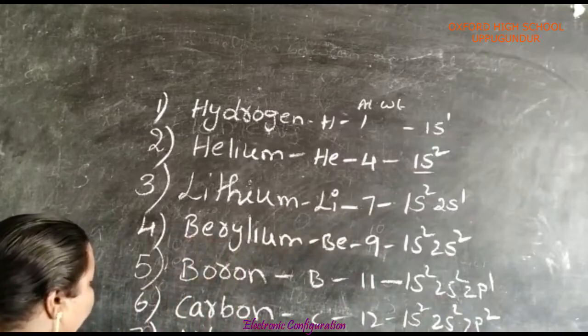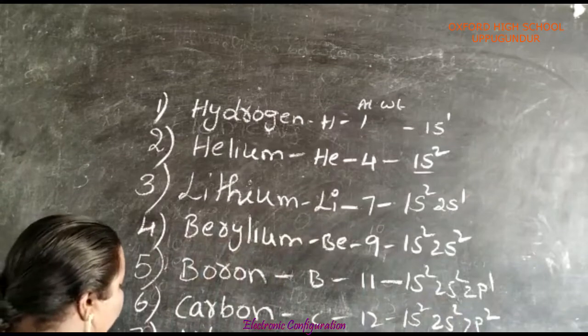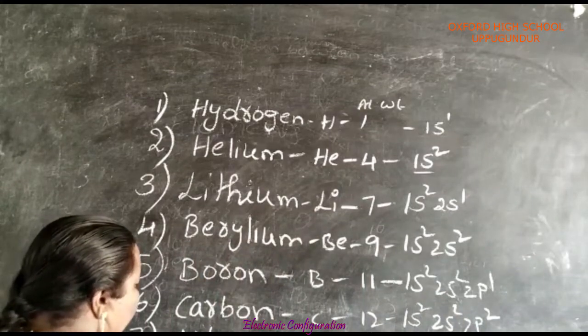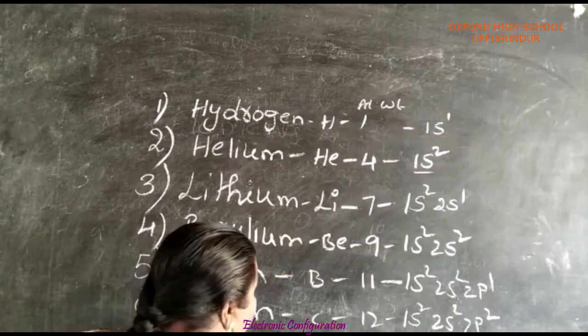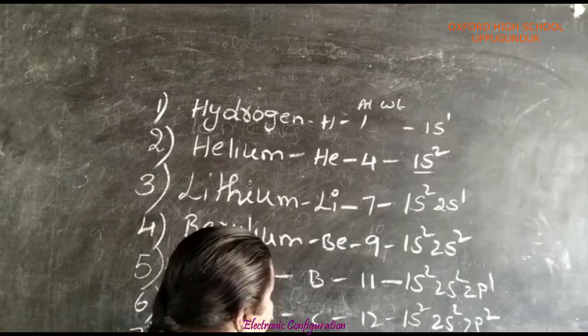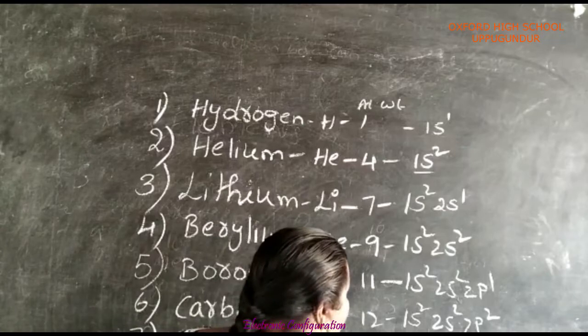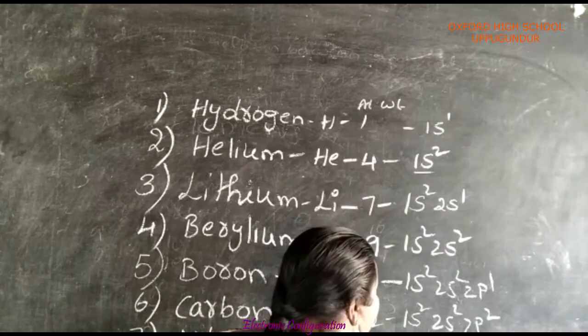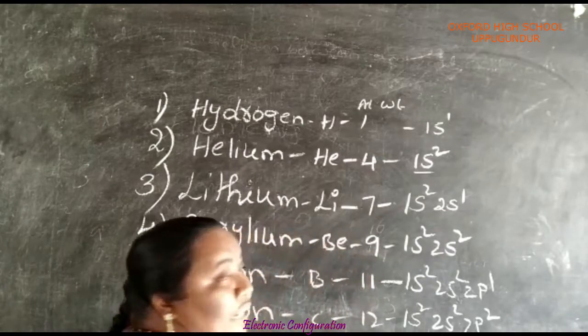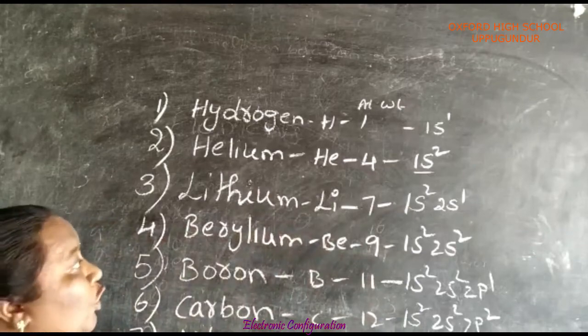Next, eighth one, oxygen. O. The atomic weight is 16. The electronic configuration is 1s2, 2s2, 2p4.